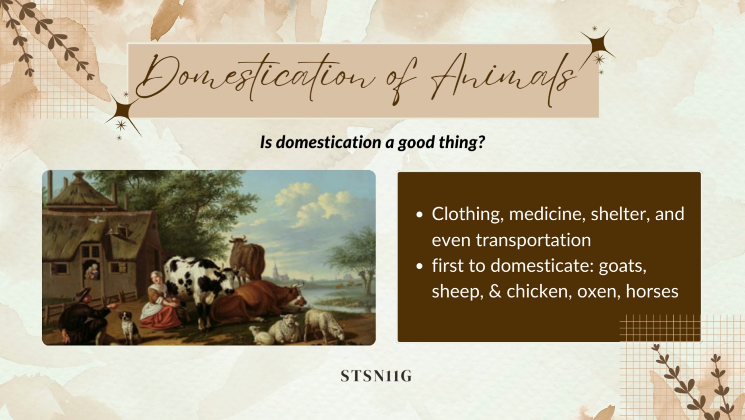Before the Industrial Revolution, what's the main mode of transportation aside from walking? Well, obviously, we ride on different animals. So you can see that from the very first set of animals that were domesticated, that includes goats, sheep, chicken, oxen, and horses. Okay, those are not just simply ideal for clothing and food sources, but at the same time for transportation.